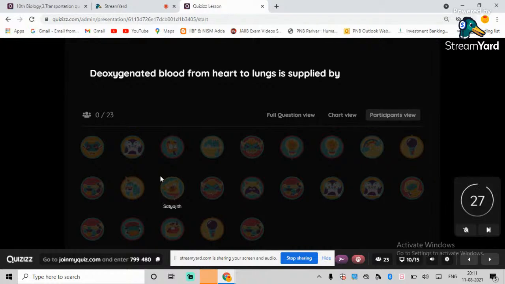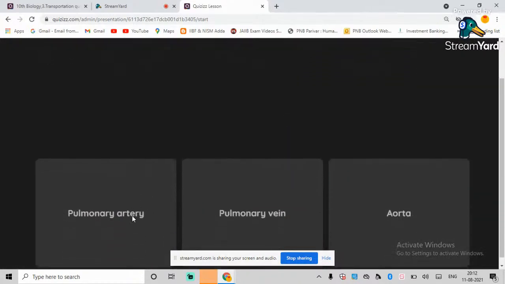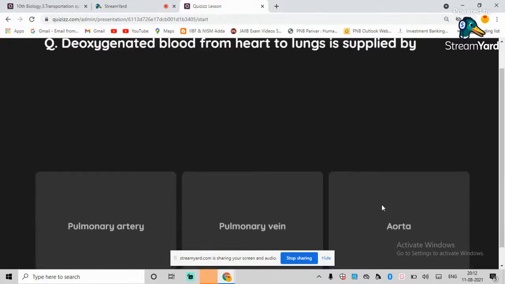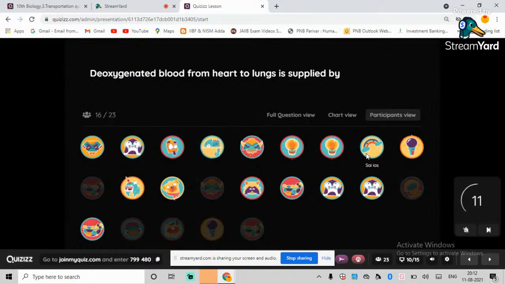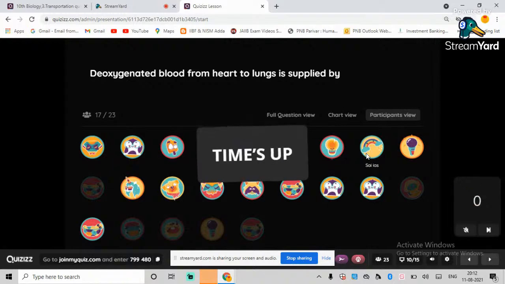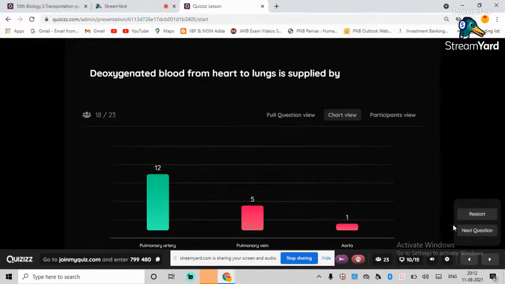So the tenth question is: deoxygenated blood from the heart to the lungs is supplied by pulmonary artery. Second option, pulmonary vein. Third option, aorta. Time's up. So the correct answer is pulmonary artery. Let's move on to the next.